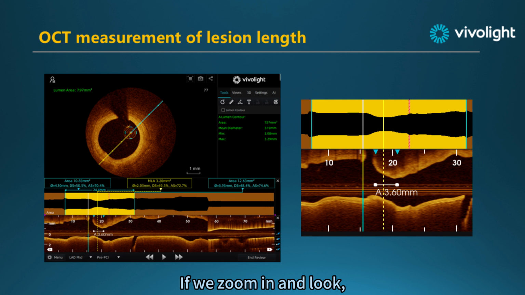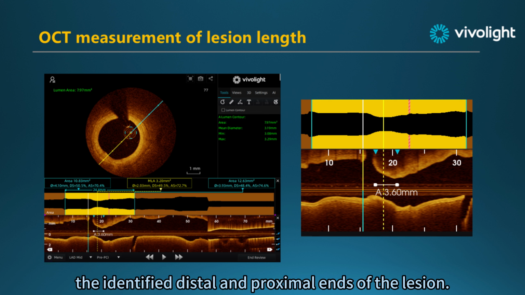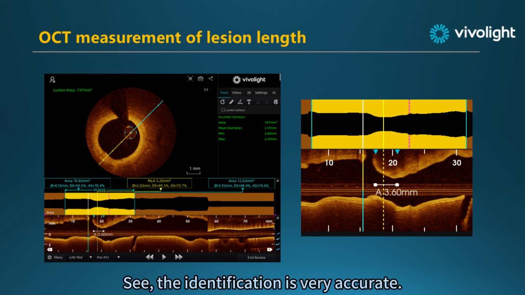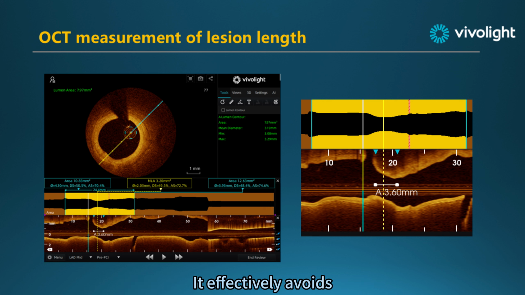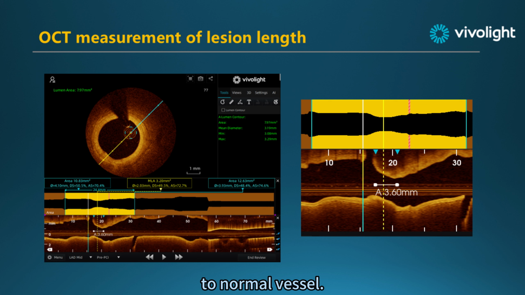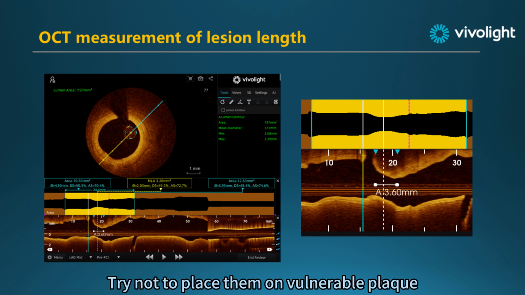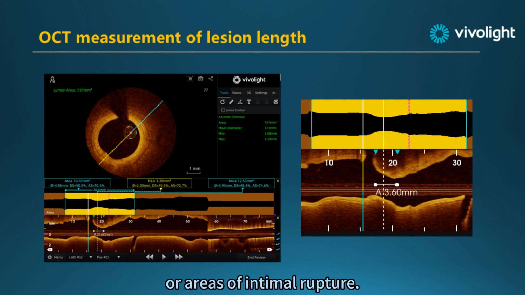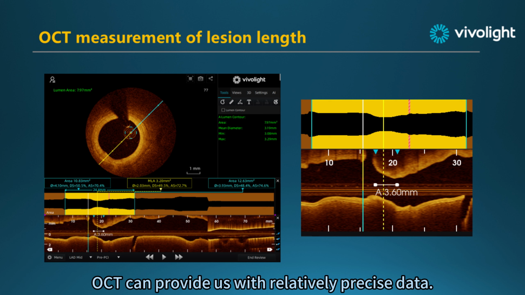If we zoom in and look, then actually, you can drag this middle line to review the identified distal and proximal ends of the lesion. See, the identification is very accurate. It effectively avoids the so-called plaque and intimal rupture areas. Therefore, when we place a stent, we generally go from normal vessel to normal vessel. Try not to place them on vulnerable plaque or areas of intimal rupture. So, this is why OCT can provide us with relatively precise data.